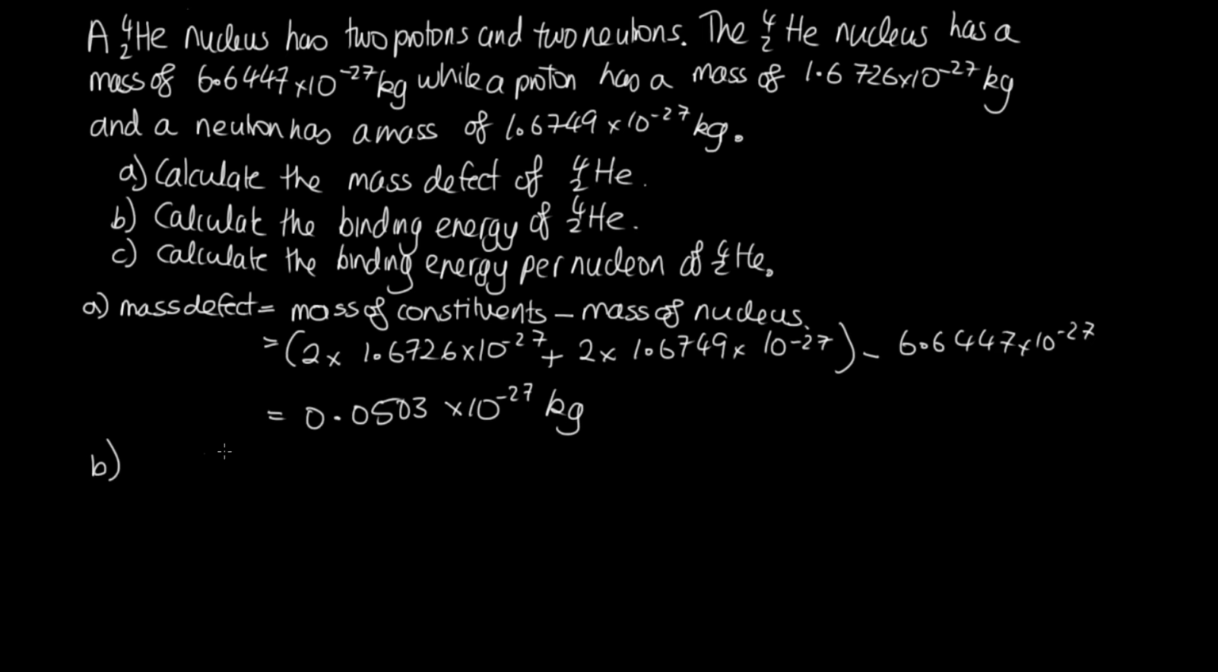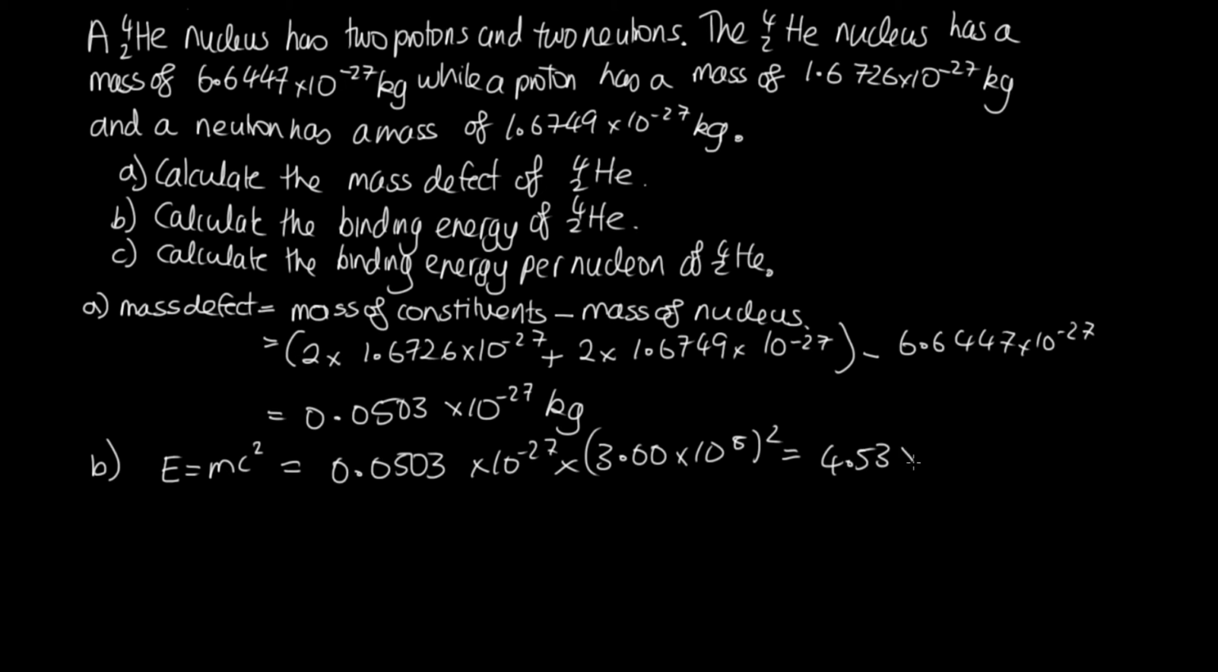So now that we've got the mass defect, we can use E is equal to mc squared in order to get the binding energy. So this mass here is the mass defect, so that's 0.0503 times 10 to the minus 27, and then times c squared, so 3.00 times 10 to the 8 squared, and solving that we end up with 4.53 times 10 to the minus 12 joules. Now, this is a very small number, and so often in nuclear physics, rather than using joules as the unit for energy, we use electron volts or mega electron volts.